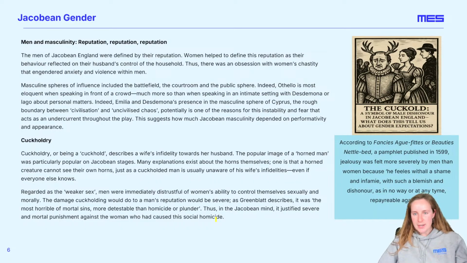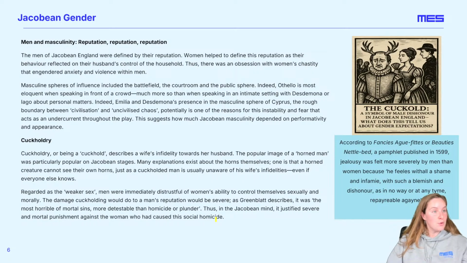Thus, there was an obsession with women's chastity that engendered anxiety and violence within men. Masculine spheres of influence included the battlefield, the courtroom, and the public sphere. Indeed, Othello is most eloquent when speaking in front of a crowd, much more so than when speaking in an intimate setting with Desdemona or Iago about personal matters. So interesting, that idea of public versus private. If you're thinking about a question about setting, that would serve you so well.